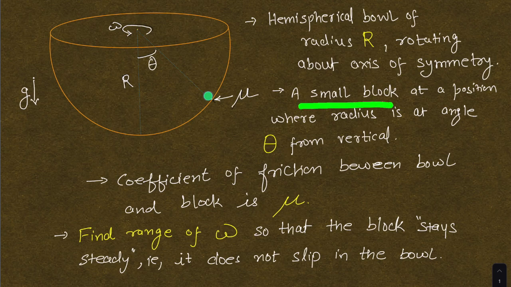There is a small block at a position where the radius is at angle theta. So this is the block and this is the angle theta. This radius makes angle theta with the vertical axis. The coefficient of friction between the bowl and the block is mu. We have to find the range of the angular speed so that the block does not slip in the bowl.